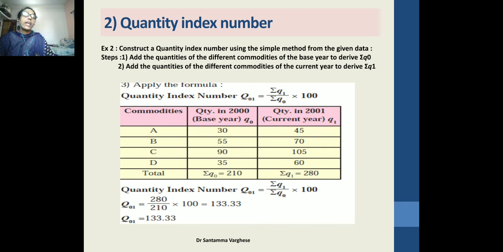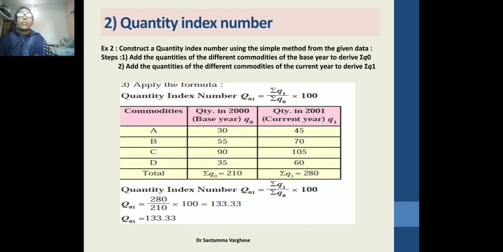Again, four commodities are given: A, B, C, D, and the year 2000 is considered as the base year and 2001 as the current year. The base year quantities are 30 and so on, then current year 45, commodity B 55 70, commodity C 91 05, commodity D 35 60. Thus, when we calculate the Q0, we got 210 and Q1 we got 280.